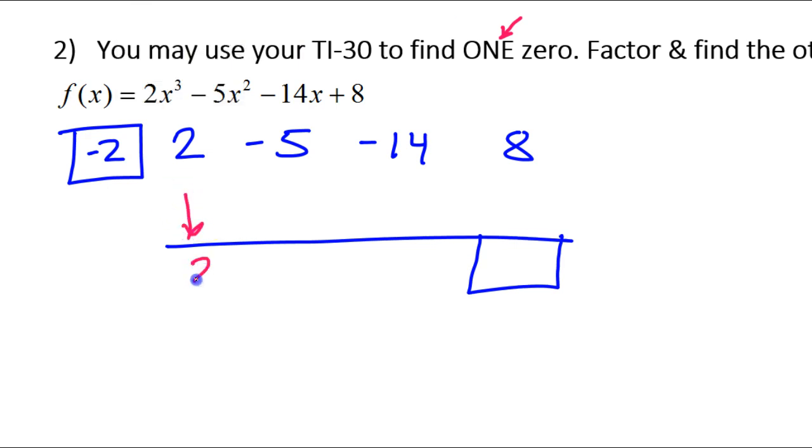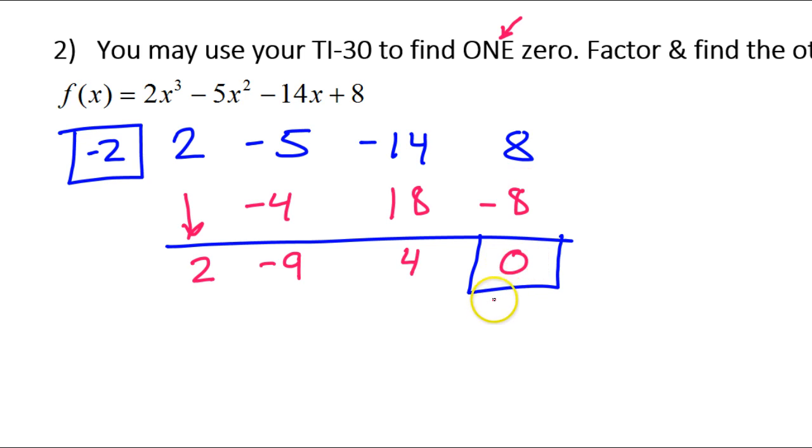Okay, so I bring down the 2. 2 times negative 2 is negative 4. Add these up, I get negative 9. Negative 9 times negative 2 is positive 18. Add these up, I get 4. 4 times negative 2 is negative 8.